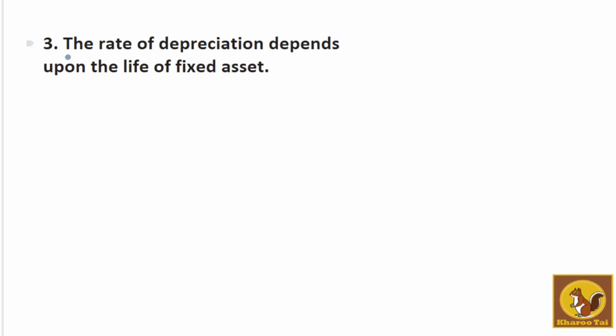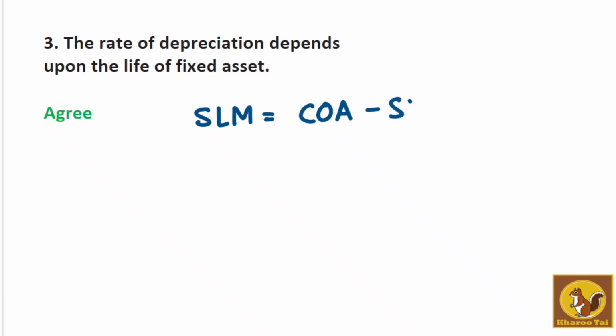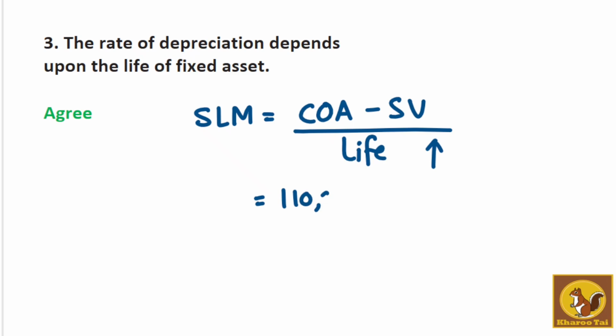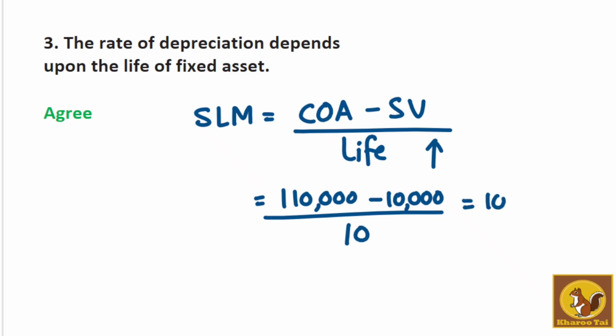Next question, question 3. The rate of depreciation depends upon the life of fixed asset. Yes, we agree with the statement. As you know the formula, what is the formula? SLM depreciation under SLM method, cost of acquisition minus scrap value upon life of asset, right? So if life of asset is more, the depreciation amount will be less. For example, this is 1,10,000 minus 10,000 upon 10. So that will be 1 lakh divided by 10, that will be 10,000.